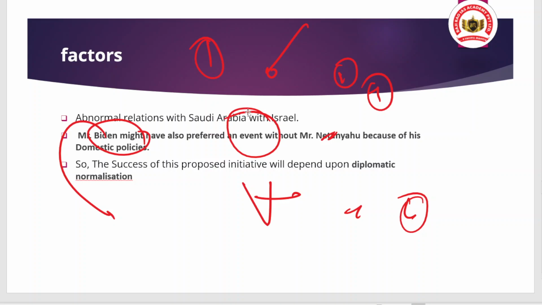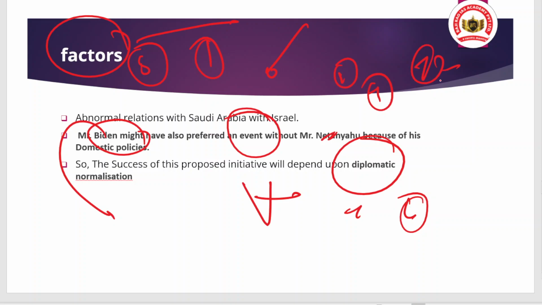The success of this proposed initiative will depend on whether the diplomatic relations between Israel and Saudi Arabia get normalized or not. Why? Because Saudi Arabia represents the Muslim community of the global world. Okay, and also if the relation gets normalized, Israel may have better relations with Saudi Arabia's partners like Malaysia, Pakistan, Indonesia, and all these. So the success of this corridor will depend on the diplomatic normalization. Otherwise, maybe this proposal will remain a proposal, and may not become a reality.